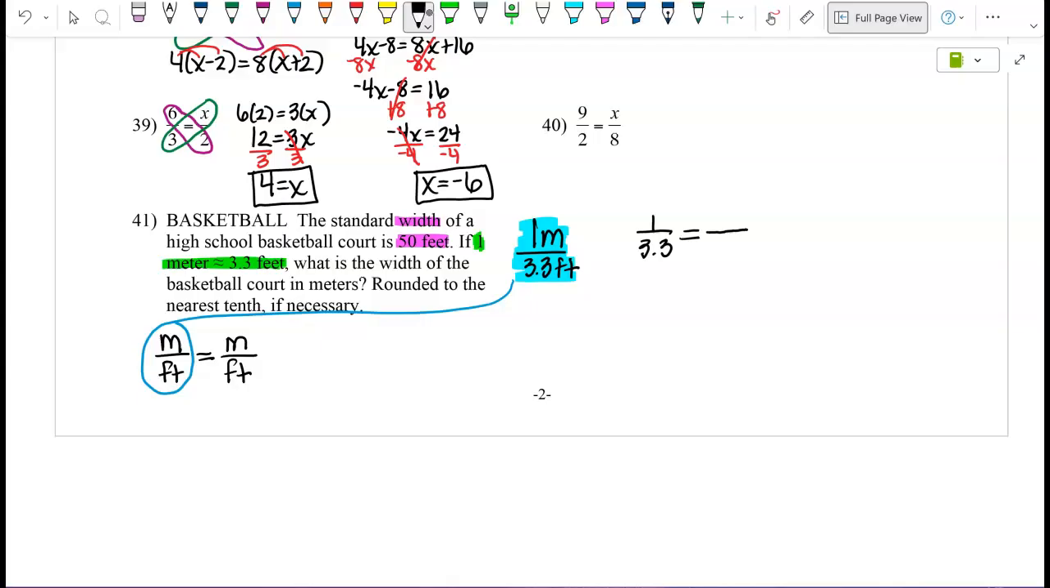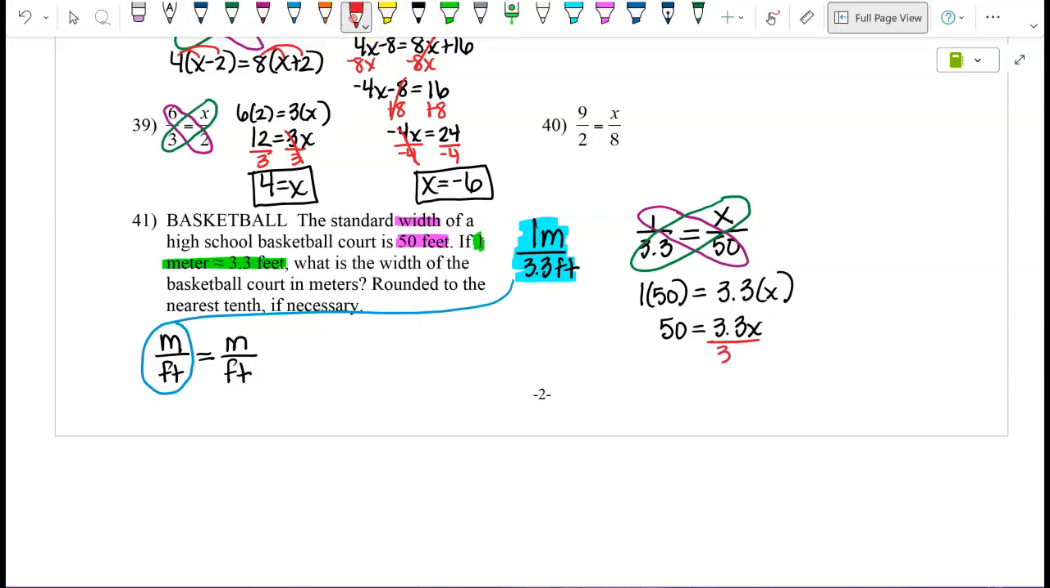Yeah, we said feet are going to be in the denominator, so that 50 has to match with where the feet are, and they asked us to find the meters. That's why it goes in the numerator. And again, once we have our proportion set up, we're going to solve it by using our cross products. So 1 times 50 equals 3.3 times x, which means that 50 equals 3.3x. So we're going to divide by 3.3.